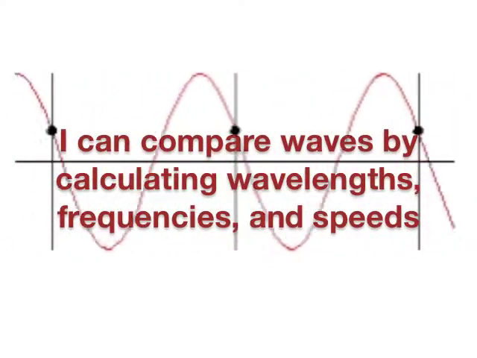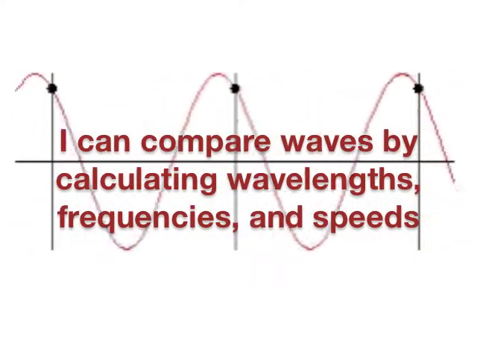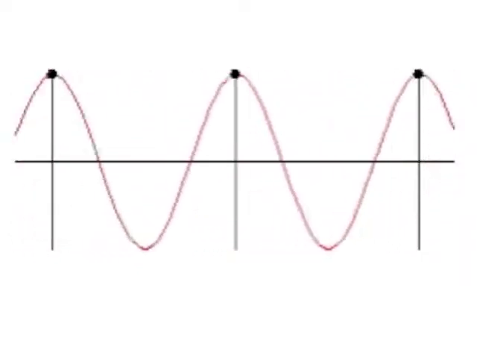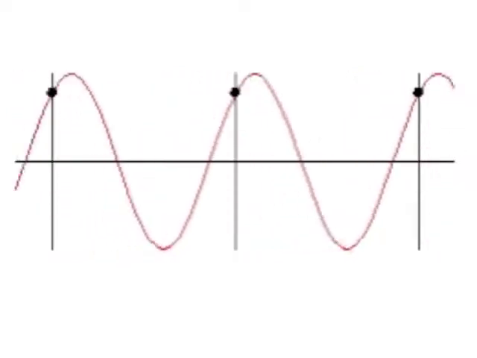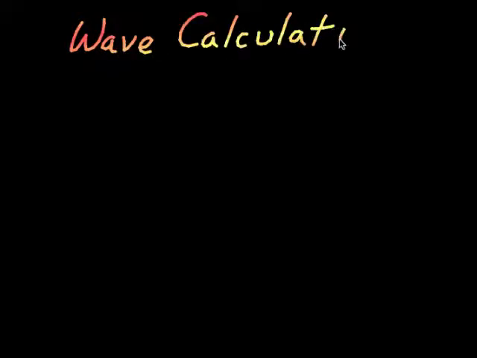I can compare waves by calculating wavelengths, frequencies, and speeds. So a little subsidiary of our main number 14 target about electromagnetic waves. Well, look at these waves going up and down and going past. Let's figure out how to calculate speeds and frequencies and wavelengths.